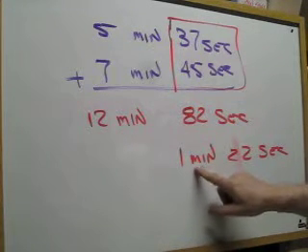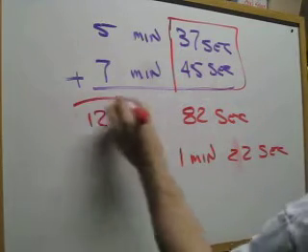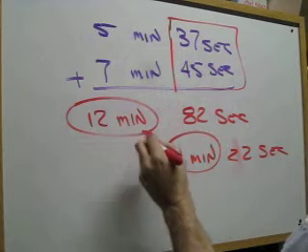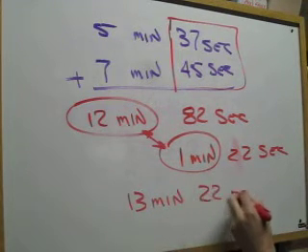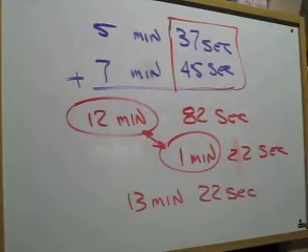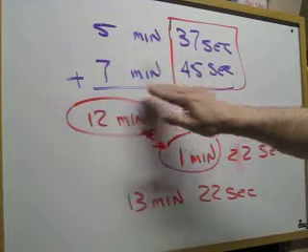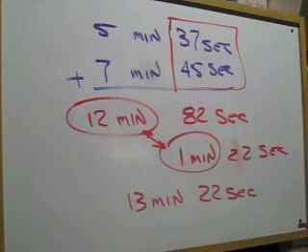Because 60 seconds and 22 seconds is 82. So we have our 12 minutes here, our 1 minute here, so we can add these two together and get 13 minutes and 22 seconds. We can't change that to anything, so that's where we're at. So 5 minutes 37 seconds plus 7 minutes 45 seconds is going to give me 13 minutes 22 seconds.